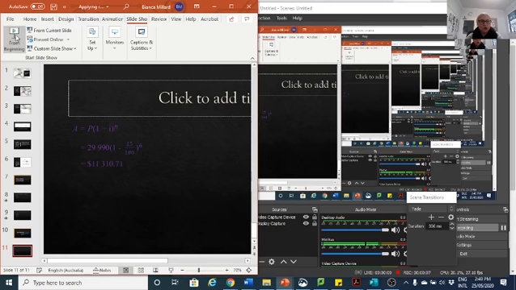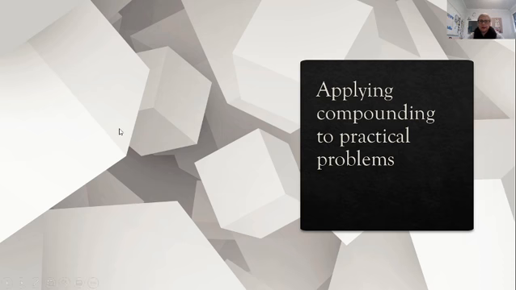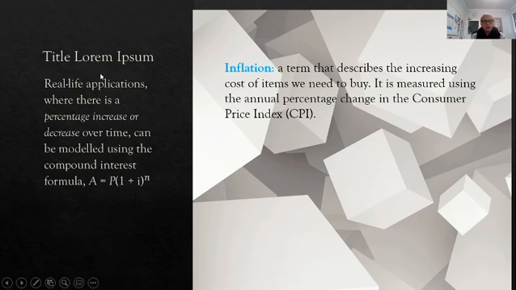So what we're looking at here is applying the compounding rules that we've learned to practical problems. Real life applications where there is a percentage increase or decrease over time can be modeled using the formula that we've been using. Sometimes there's an increase, sometimes there's a decrease, and that's what we're going to have a look at. Just a few terms I want to run by you.